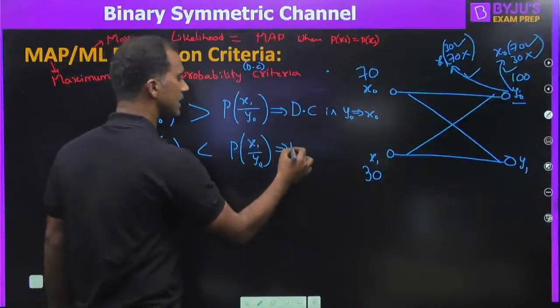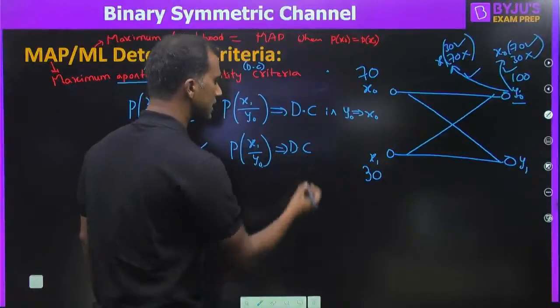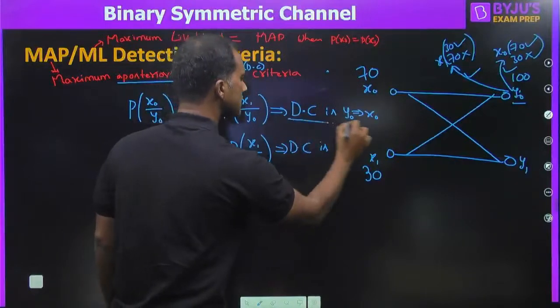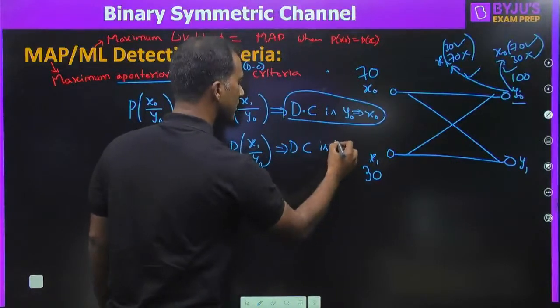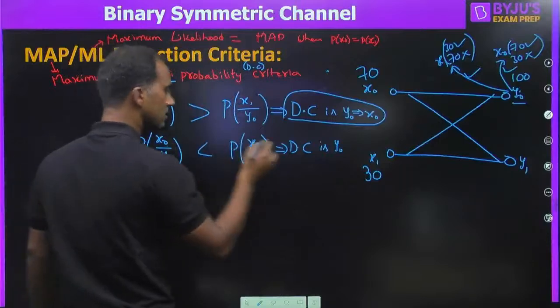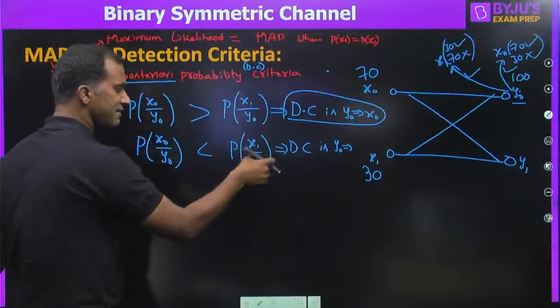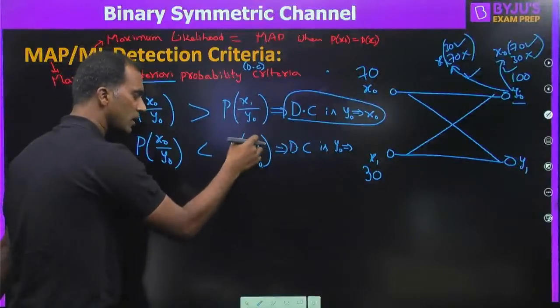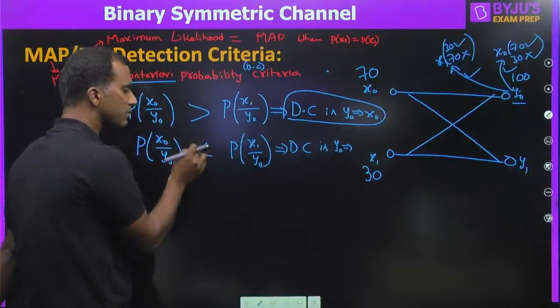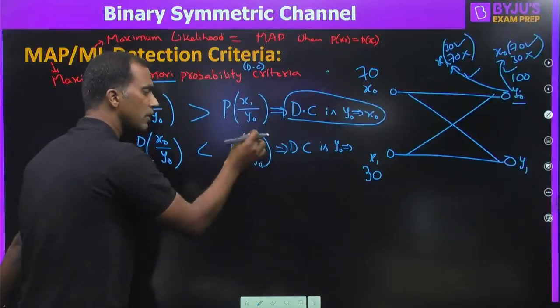What is the decision criteria? Tell me. When you receive y naught, by looking at y naught, what is the best decision to make? You are receiving y naught because of x1 more number of times, because the probability of receiving y naught because of x1 is greater.